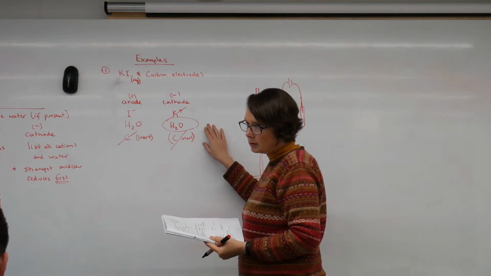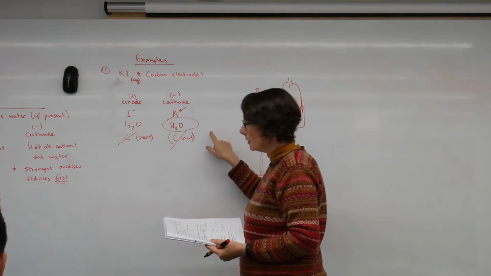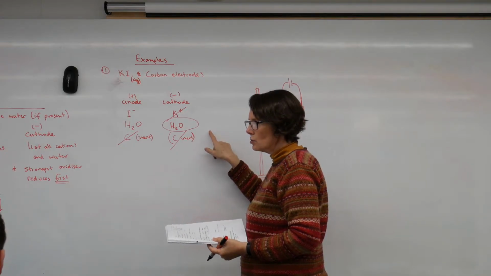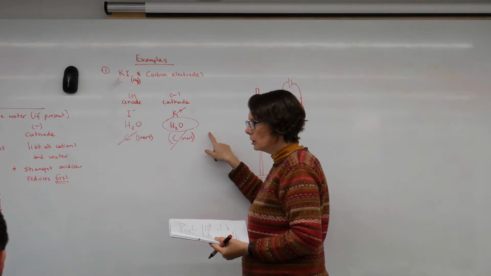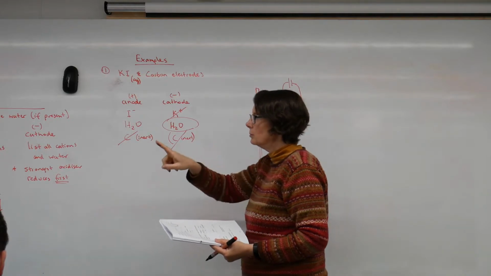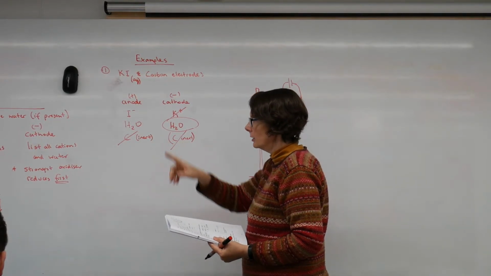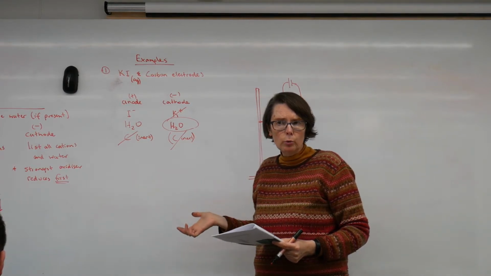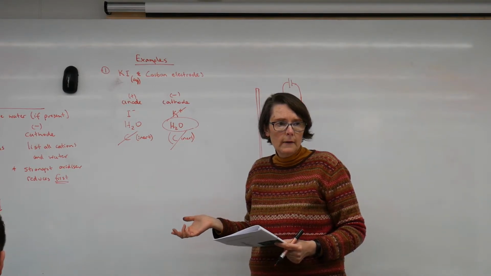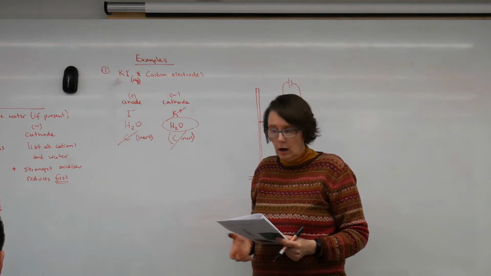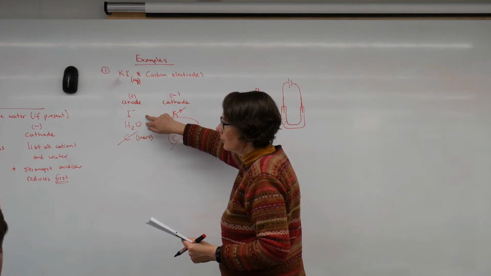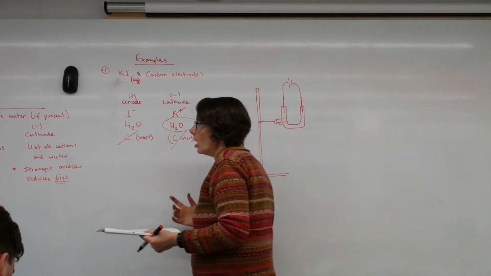We know the only reaction that will occur at the cathode is reduction of water. So what does the reduction of water look like? That's where we have to go back to our electrochemical series. And remember, if we're reducing the water, we produce what? Hydrogen gas, that's right.